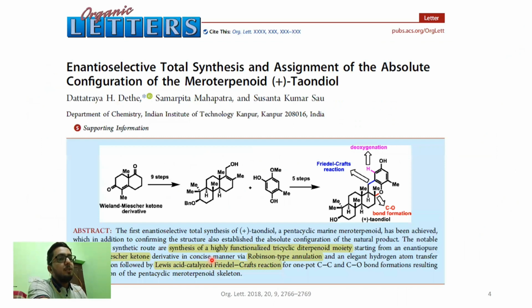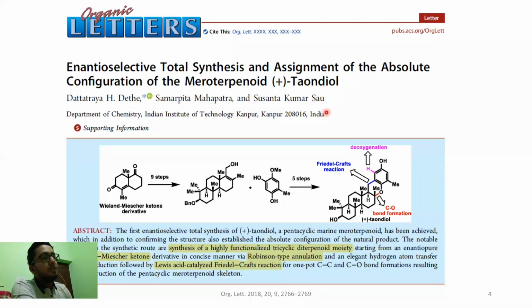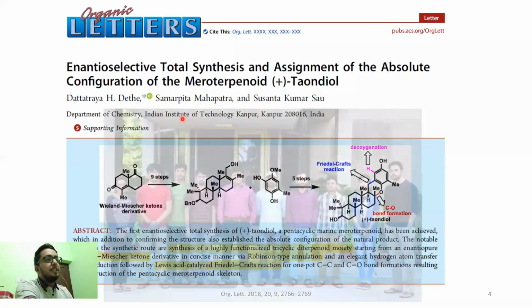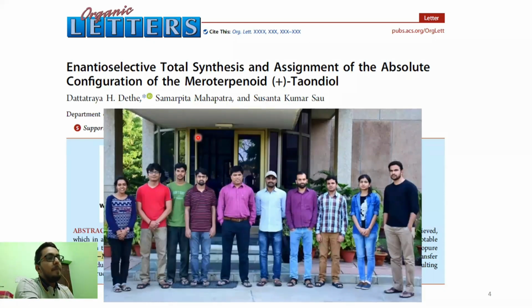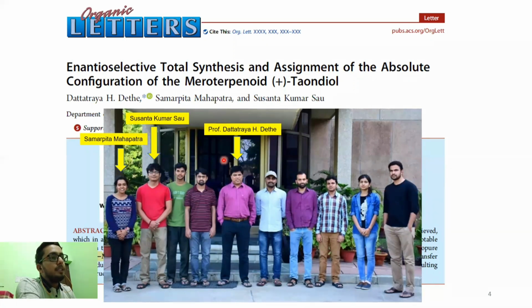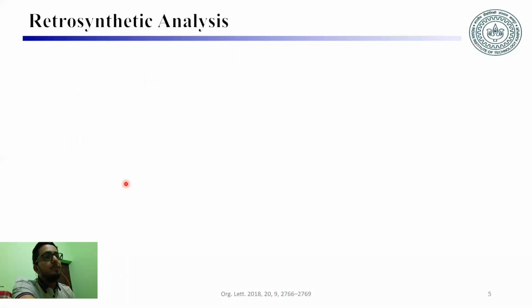And therefore, our group came forward in 2018 with a research article published in Organic Letters: Enantioselective total synthesis and assignment of the absolute configuration of the meroterpenoid Taondiol. So we came up with a very efficient way of total synthesis of this Taondiol molecule. The main authors are Samarpita Mahapatra ma'am and Susanta Kumar Sahoo sir, and of course Professor Dethe. And this is the picture of our research group. The one in the middle with the pink shirt is our Professor Dethe sir, and he is Susanta Kumar Sahoo sir, and she is Samarpita ma'am. So I think that is enough introduction for this molecule.